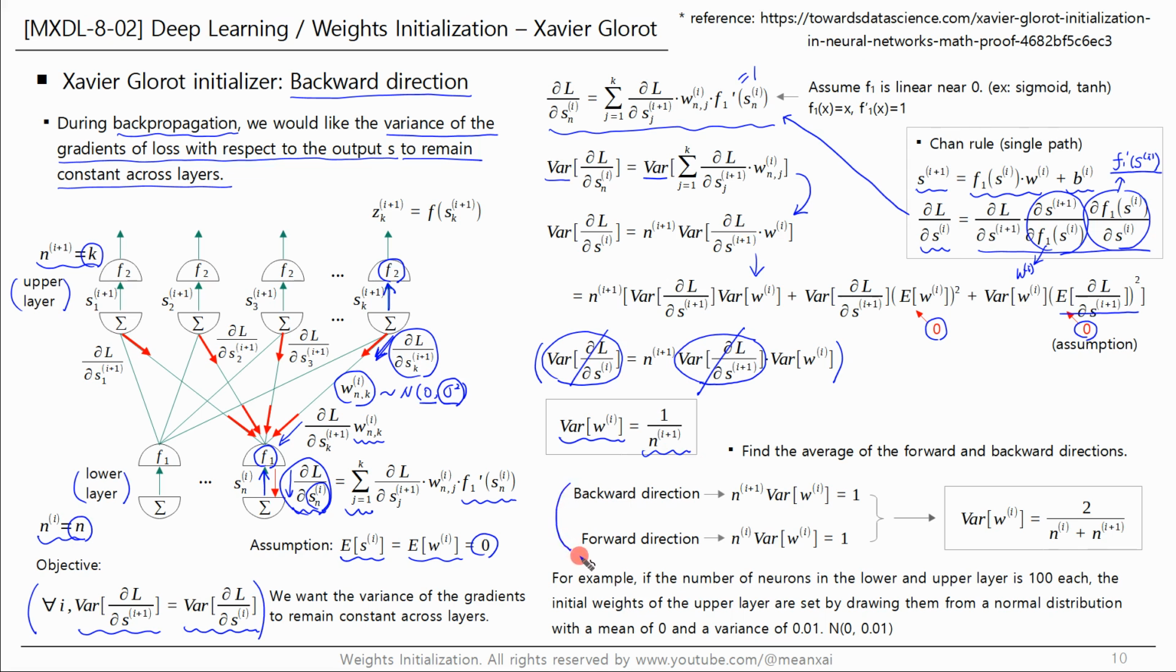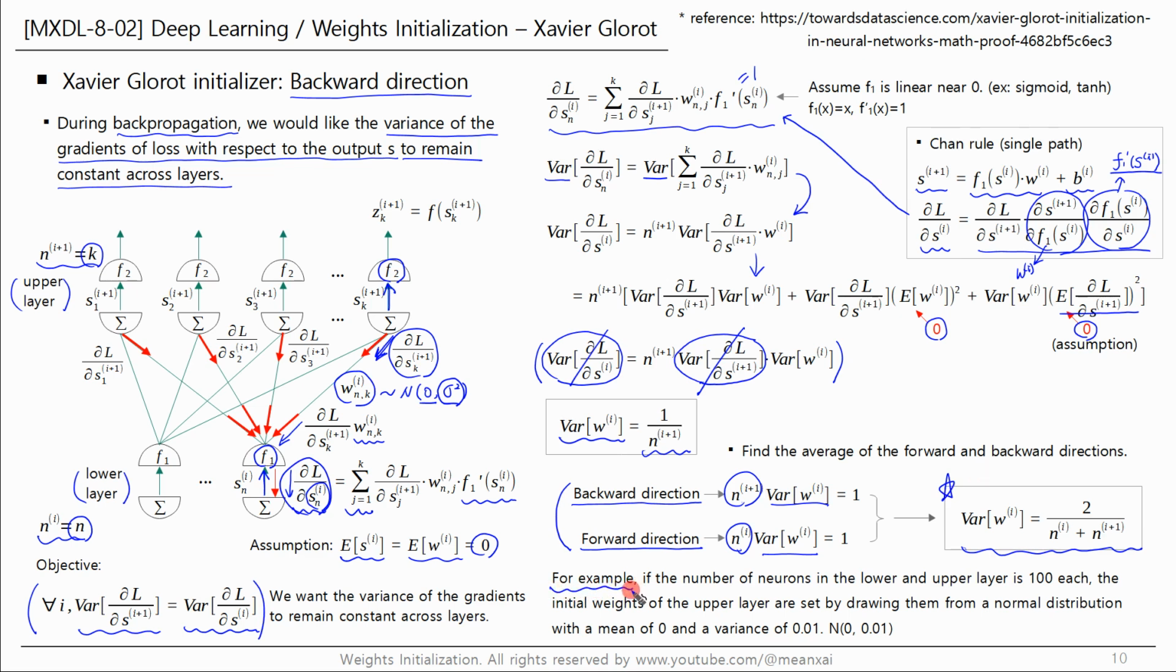We found two optimal variances for W. One is for forward propagation, and the other is for backward propagation. If the number of neurons in the lower and upper layers are equal, the two variances are equal. Otherwise, the two variances are different. We cannot say which one is better to use, so we use an average of the two. Then the final optimal variance of W becomes as follows. This is the weights initialization method proposed by Xavier Glorot and Yoshua Bengio.